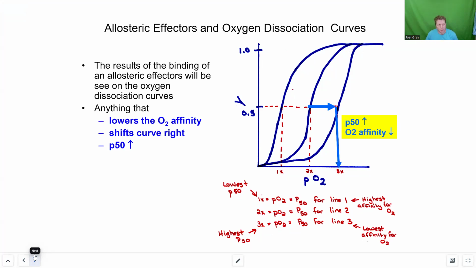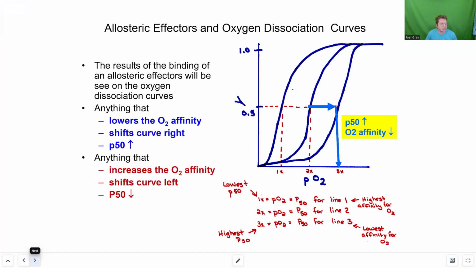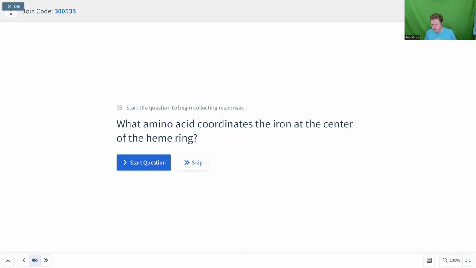Our P50 has gone up because essentially what that means is we need more O2 in order to get our protein to be 50% saturated. Now, anything that causes the O2 affinity to increase causes our P50 to go down, characterized by that line right there. Now, when shifted to the right, the partial pressures, that's a great question, Summer.